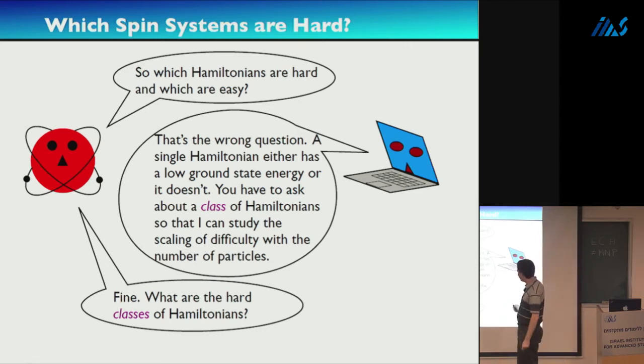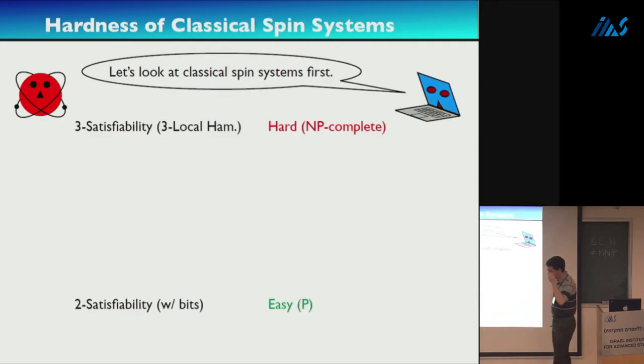So we have to talk about a class of Hamiltonians and study if that class is hard or if that class is easy. So let's first look at classical spin systems. We know from what I showed you earlier that if we have spin systems interacting 3 bits that can be anywhere, that's 3-local Hamiltonian for classical spin systems, which is an NP complete problem. That's equivalent to satisfiability. If you have clauses involving 3 variables, that's hard. But if you have clauses only involving 2 variables, that's easy. So somewhere in between has to be the difference between the hard and the easy ones.